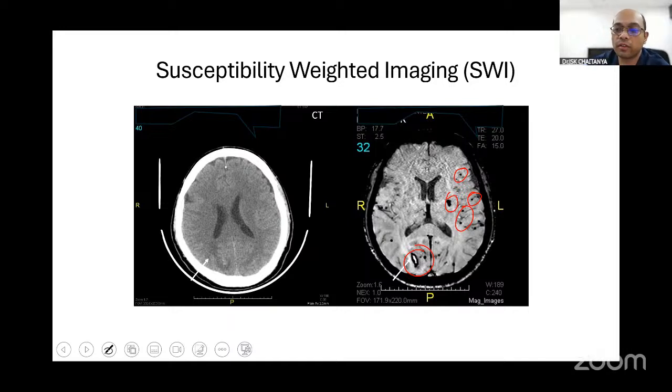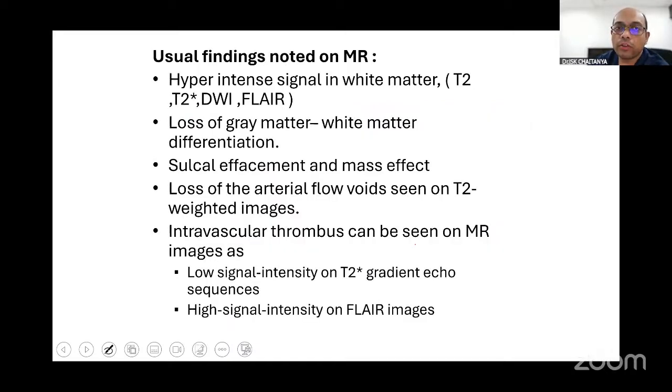So this is called a susceptibility image. It helps us in identifying blood or broken down blood products. So as we said, MRI roles in acute stroke. What are the common changes we see in an acute stroke?